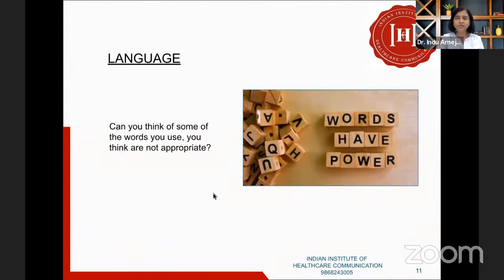Similarly, with our patients and with people with whom we are, I'm sorry, this is tough. Why is it tough?